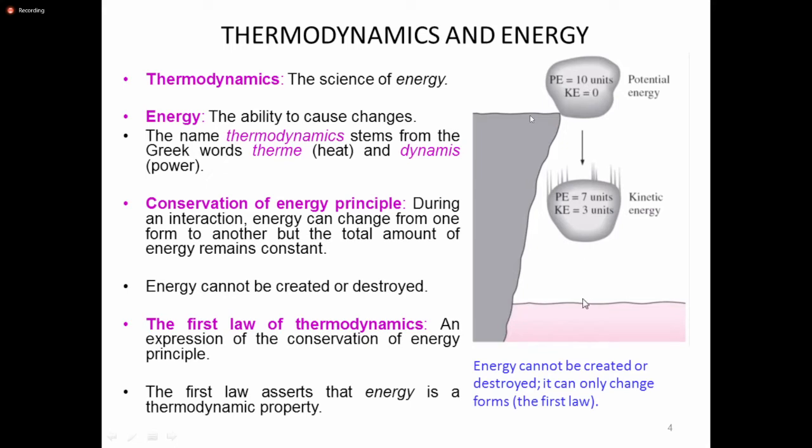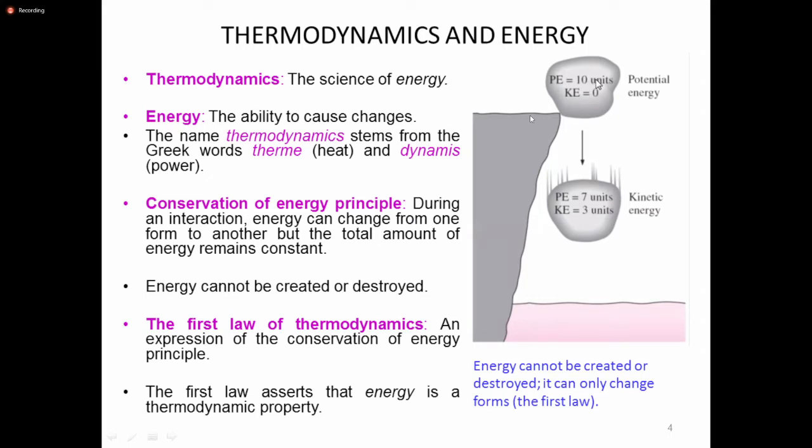When the stone hits the ground, the kinetic energy will be 10 units and potential is equal to 0. 10 plus 0, again it's 10 units. When it is in between, potential energy is 7 units and kinetic energy is 3 units, again the addition is 10 units. That means everywhere the energy is the same, 10, 10 and 10. The total amount of energy remains constant, whether it is at position A, position B or position C. Only the form of the energy changes.